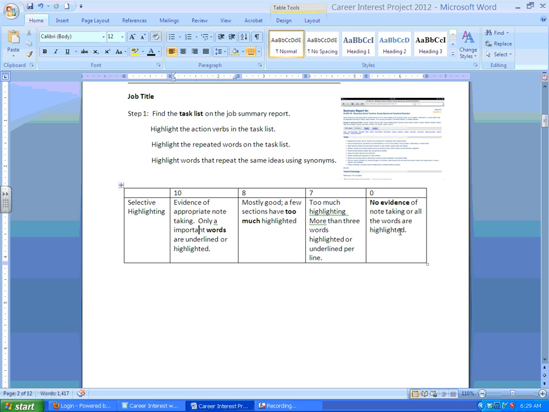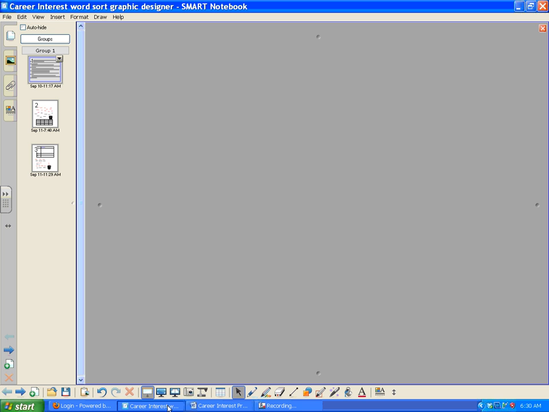Notice that you get a grade for your highlighting. You want to focus on just highlighting words, maybe a few words together, but really just single words for this task. And you want to decide what's important. If you have no highlighting, or if you highlight entire bulleted lines, like an entire sentence, then that is not selective highlighting, so you would not get credit for that. Let's go ahead and do this step first, and I'll show you what to do.